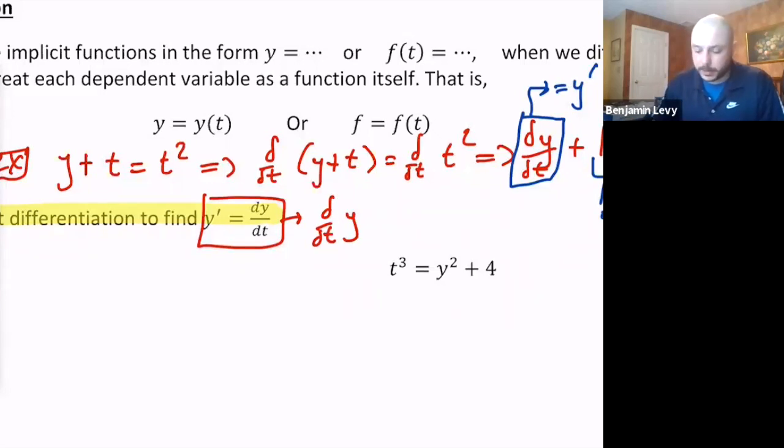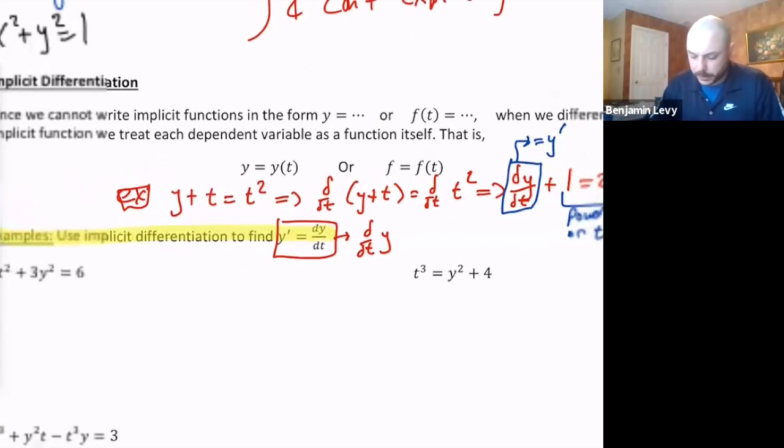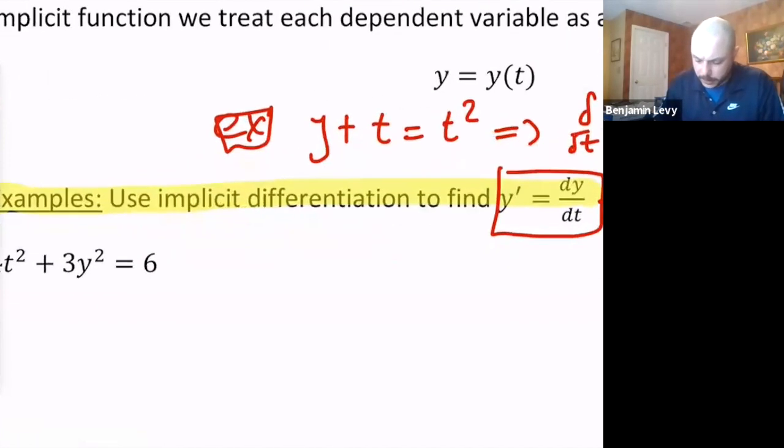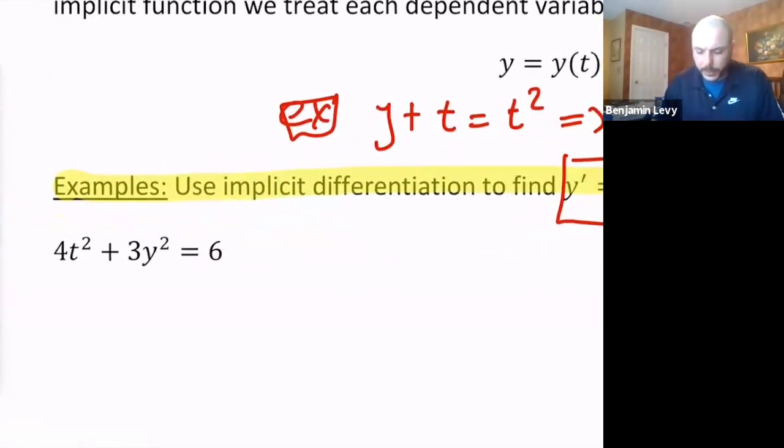And so that's how we're thinking about y prime now. And so let's look at this first example here. I zoom in on this one and kind of slide it over. Great.